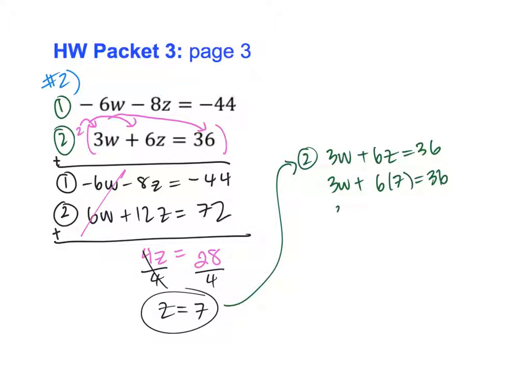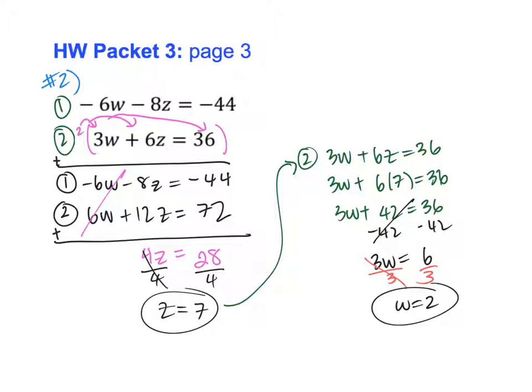And so I have 3 times W. 6 times 7 is 42. Equals 36. Well, if I want to get rid of this 42, I would subtract by 42. That cancels. 3W comes down. Okay, 36 subtracted by 42 is going to be negative 6. So if I divide by 3, W is going to be negative 6 divided by 3, which is negative 2.